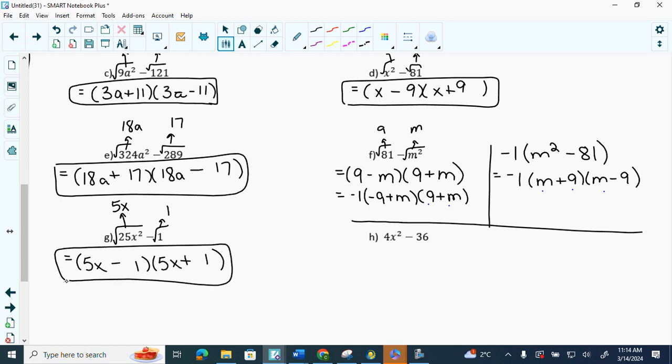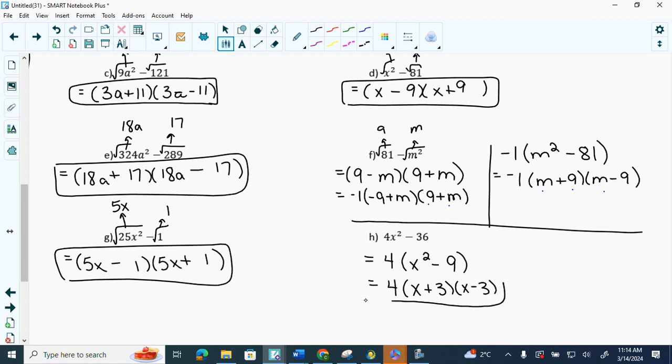Here most people will do wrong because they don't check for GCFs first. What could I take out of 4x squared minus 36? We take out a 4. When I take out a 4, I'm left with x squared minus 9. And that's a difference of squares. So I get 4, x plus 3, x minus 3.